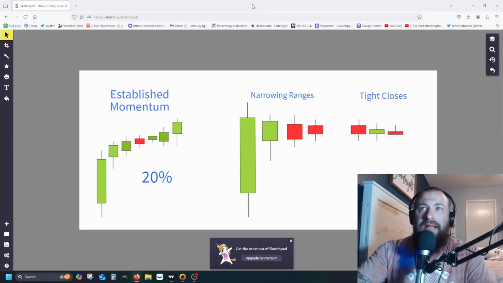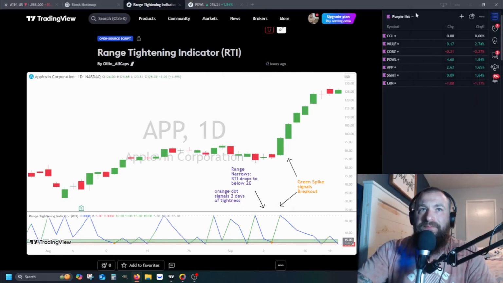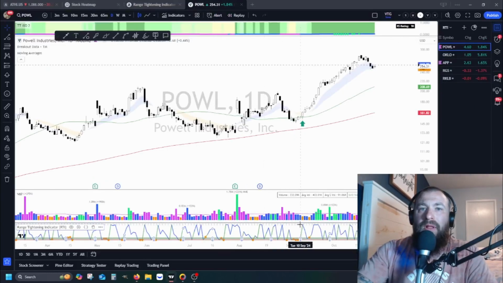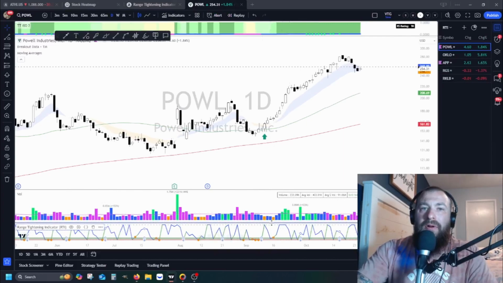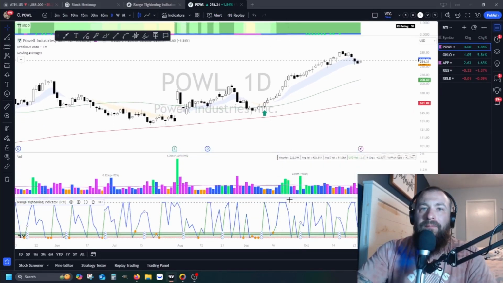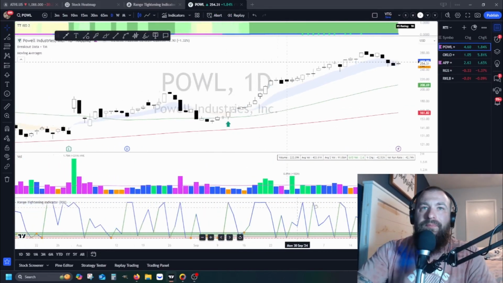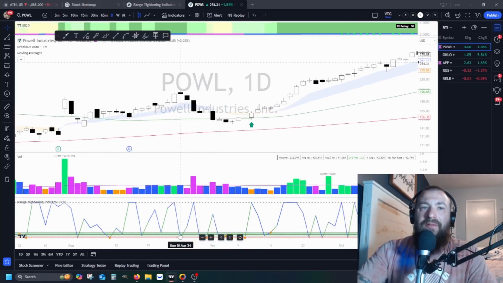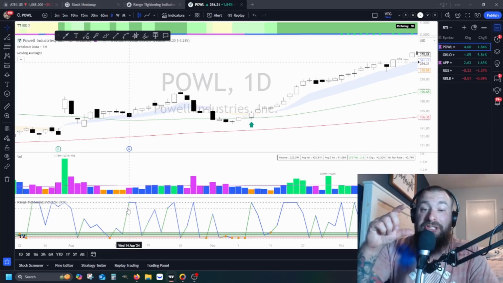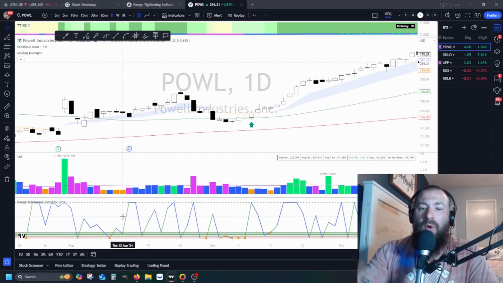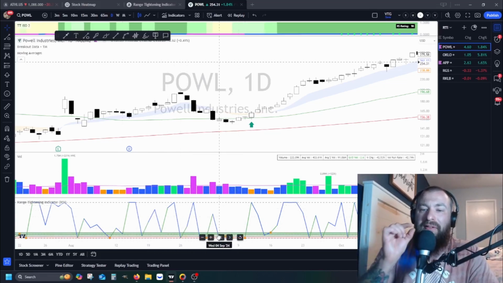And so what this indicator does is it will mark on a chart whenever there is a spike in volatility, aka a range expansion. And so what we're looking for is periods where volatility is very, very, very low, and so that's going to be marked on the indicator as below 20.